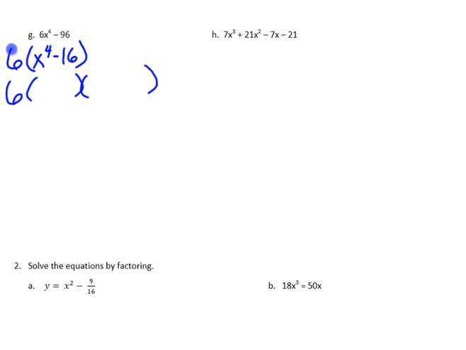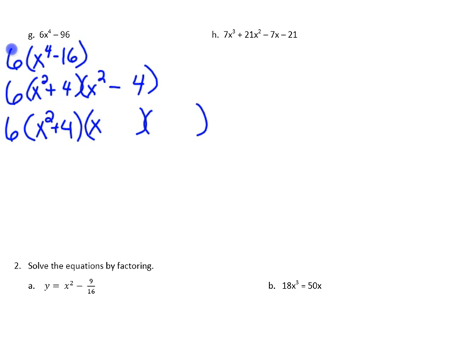So they each get an x squared. They each get a 4, because that's the square root of 16. One's a plus, one's a minus. Now I double check. This one, x squared plus 4, can't be factored, but x squared minus 4 can. So I'm going to factor that. They each get an x. Square root of 4 is 2. One gets a plus, one gets a minus.